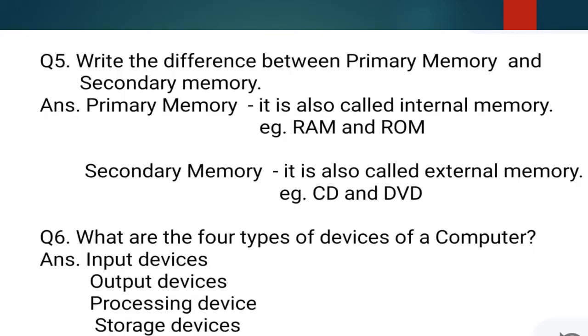Now come to question number 6. What are the 4 types of devices of a computer? So the 4 types of devices of a computer are input devices, output devices, processing devices, and the storage devices.